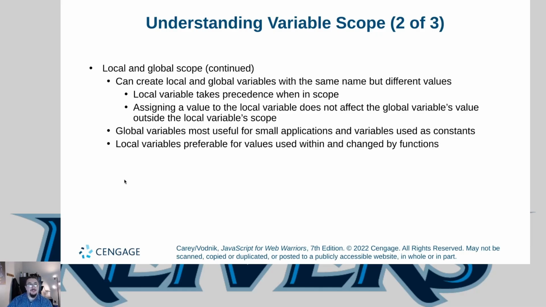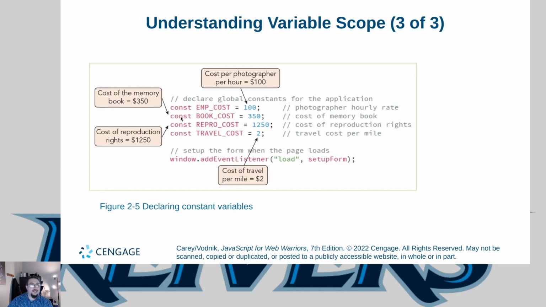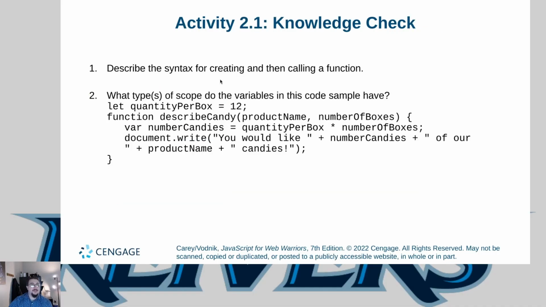within a specific function. So for example here, we are setting constants. Our employee cost, book cost, repo cost, and travel costs are all going to be fixed values of $100, $350, $1,250, and $2 per mile. We have set those, and then we have told it to run those forms, and then we create our syntax for calling that function. So we have here, let quantity per box equal 12. Function, describe candy. Project name, comma, number of boxes.